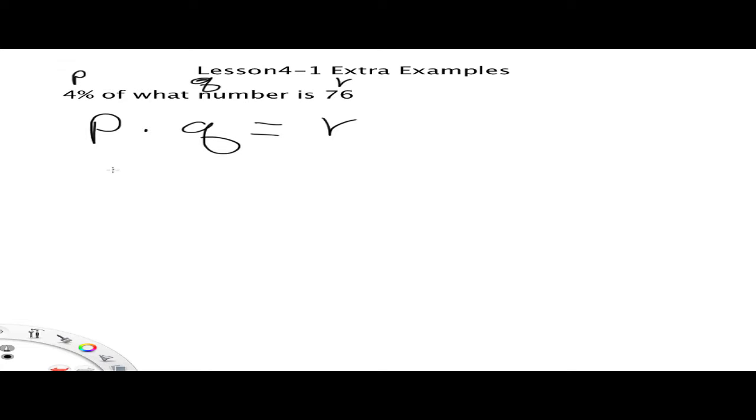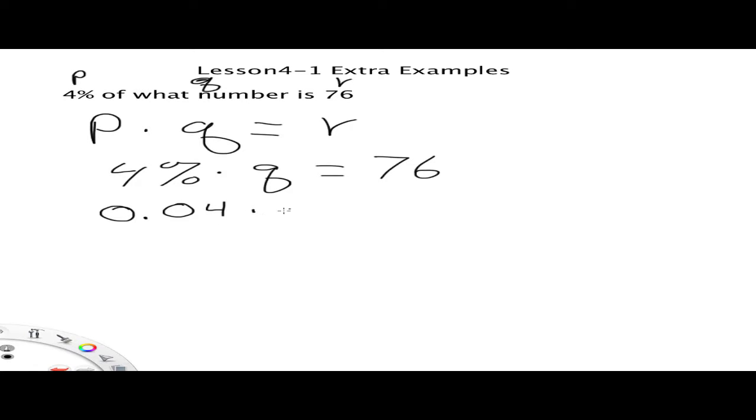So that's saying 4% times Q equals 76. Now 4%, as I mentioned, is not a useful algebraic term. It means 4 per 100. I'm going to move the decimal point over 2 places. I'm going to get 0, there's my decimal point, 0, 4 hundredths times Q equals 76. Now I've got a real straightforward problem.